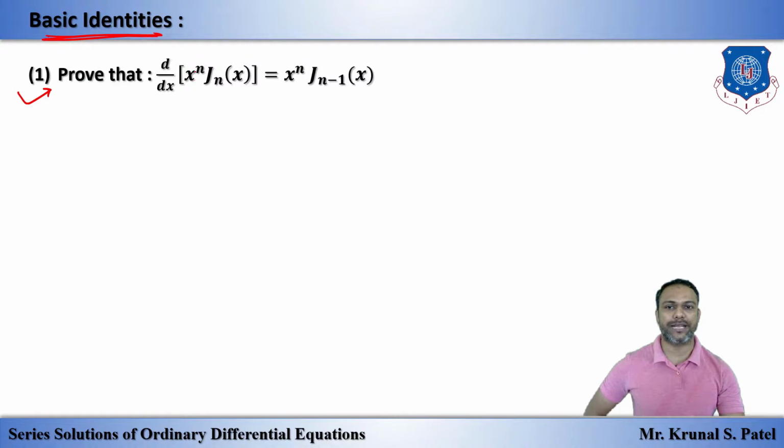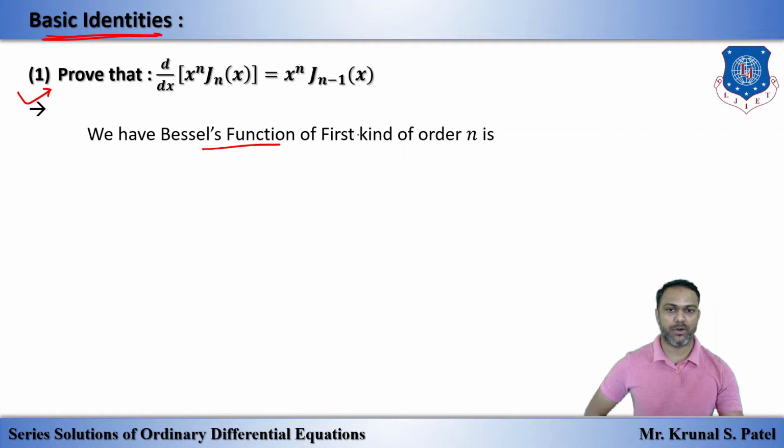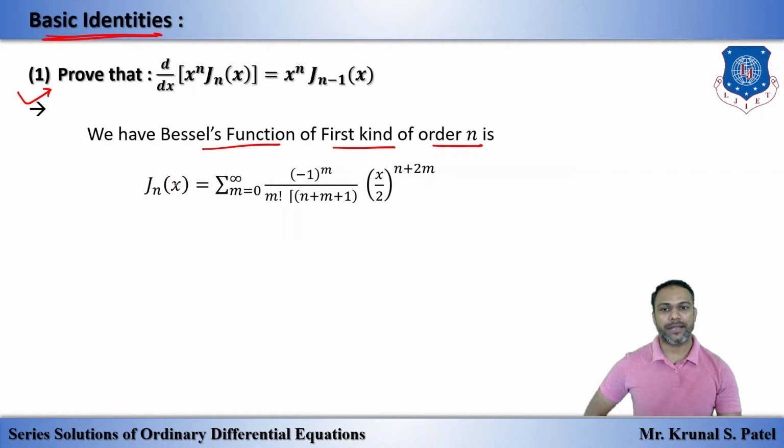The first basic identity is d by dx of x raised to n Jn of x is equal to x raised to n J(n minus 1) of x. To prove this, first we write down the Bessel's function of the first kind of order n. We know that Jn of x is given by this. Now we will multiply this Jn of x by x raised to n on both sides.